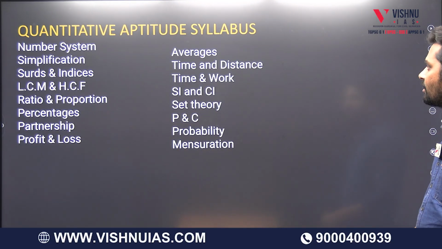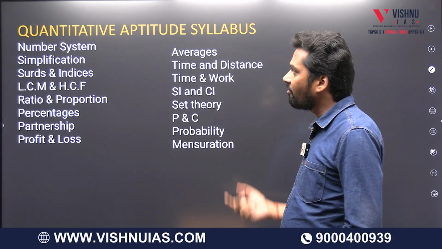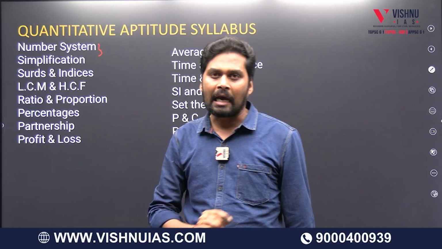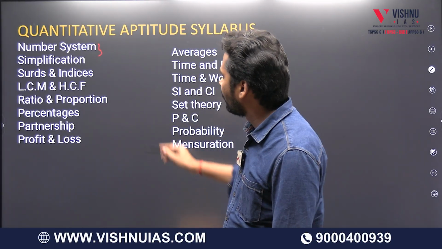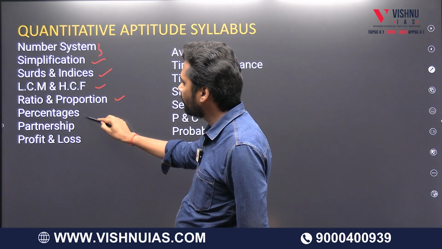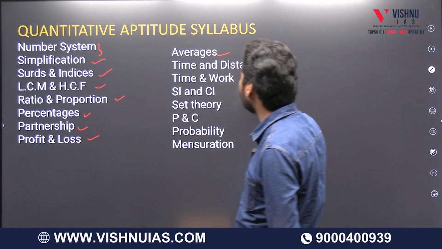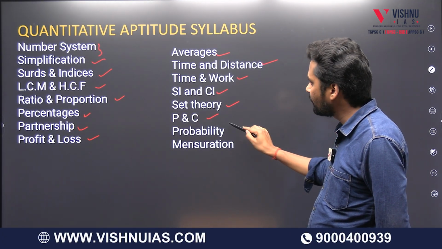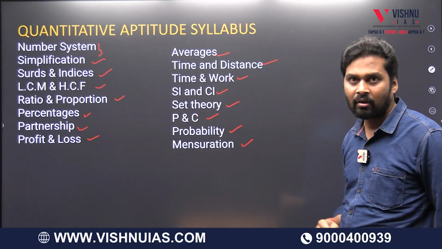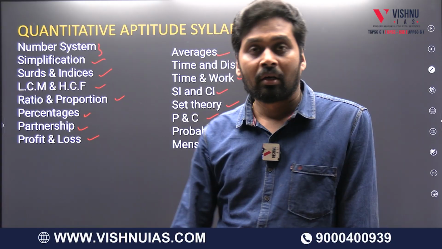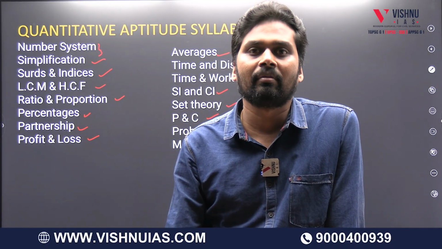And you see that this is the official syllabus for the quantitative aptitude, and you can see that number system, as I told you, is the most important topic in the entire CSAT. Okay, so number system, simplification, surds and indices, LCM and HCF, ratio, proportion, percentages, partnership, profit and loss, averages, time and distance, time and work, simple interest, compound interest, set theory, permutations and combinations, probability, mensuration. So these are the topics we have in quantitative aptitude. This is the official syllabus for CSAT.